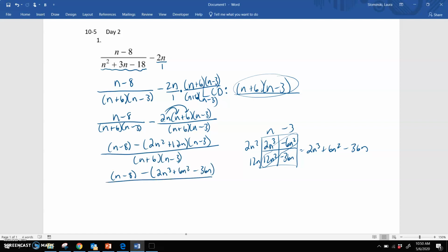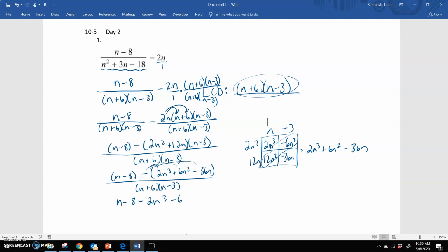So there's a lot of little algebra going on here. n plus 6 times n minus 3. And then I would distribute my negative. I get n minus 8 minus 2n cubed minus 6n squared. Negative times negative is plus 36n, all over n plus 6 times n minus 3.